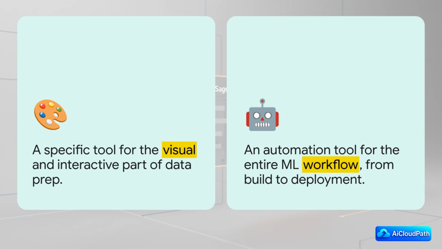Now, this next one can be a little tricky. SageMaker Pipelines is all about automating and orchestrating the whole shebang, tying all the different steps of an ML project together. In fact, you might even have a Data Wrangler job as one step inside a pipeline. But the pipeline itself isn't what's doing the visual cleaning. It's more like the conductor of the orchestra, not the musician actually playing the instrument.